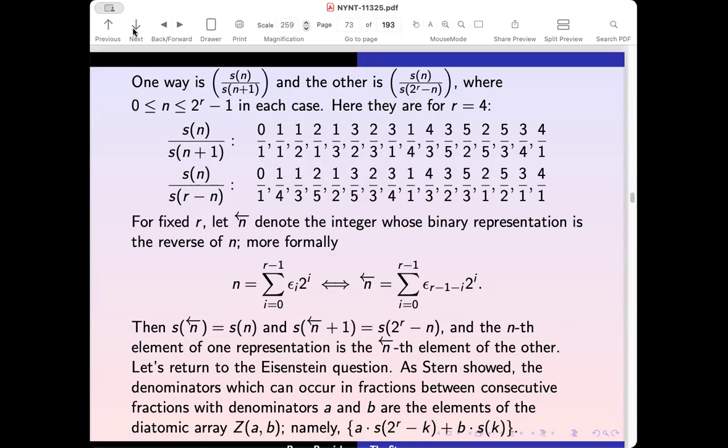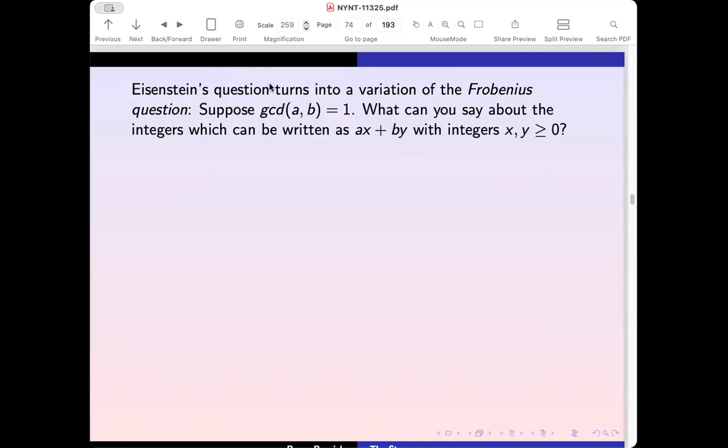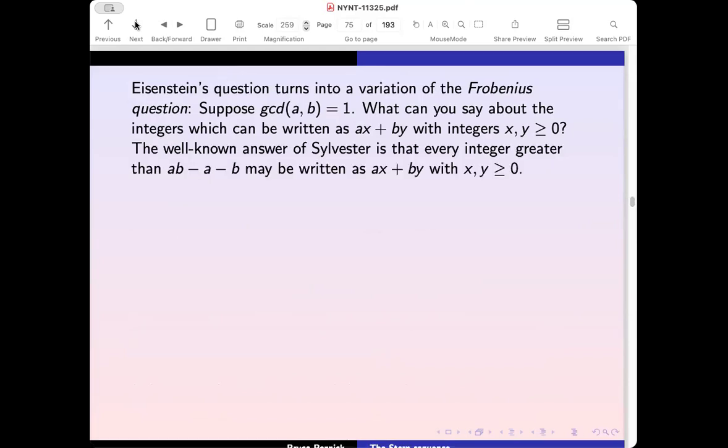Let's return to the Eisenstein question. Stern said the denominators which can occur in fractions are the elements of the diatomic array, z of a b. So this becomes a version of the Frobenius problem. Suppose the GCD of a and b is 1. What can you say about the integers that are written as ax plus by? The well-known answer of Sylvester is that every integer greater than ab minus a minus b can be so written.